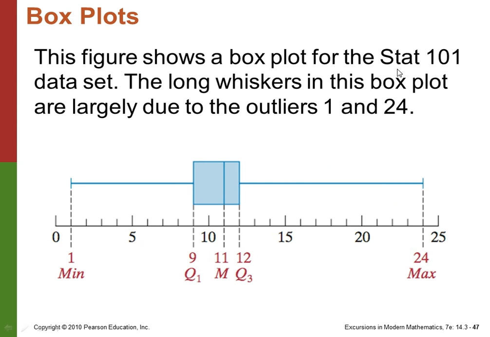All right, so this is the Stat 101 data set. First quartile is at 9, third quartile was at 12. I don't remember that, but you probably do. Somebody scored a 1 and somebody else scored a 24.